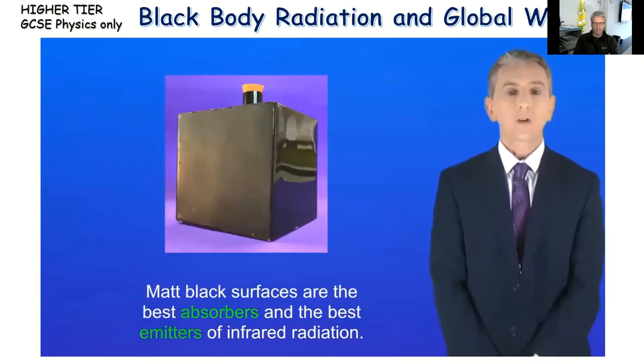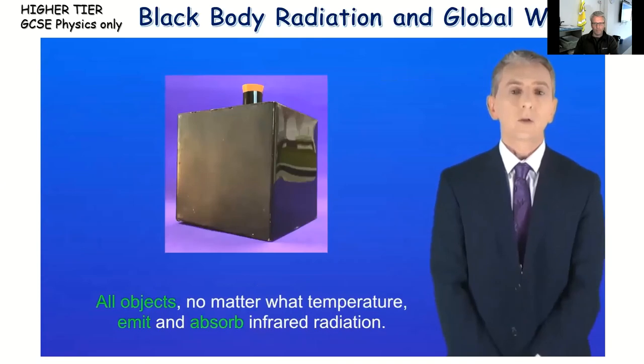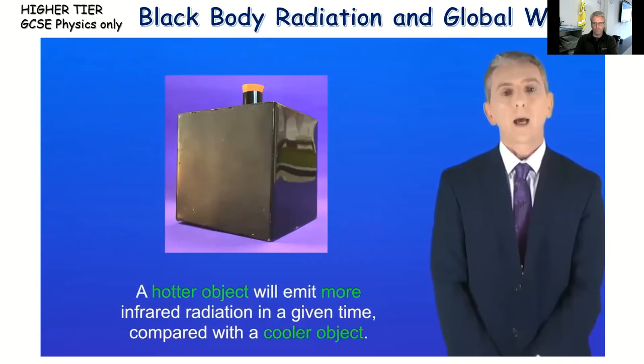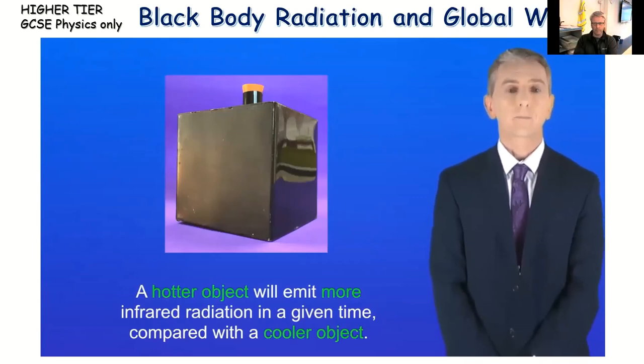In a previous video, we looked at how infrared radiation is absorbed and emitted from different surfaces. We saw that matte black surfaces are the best absorbers and the best emitters of infrared radiation. Now you need to understand that all objects, no matter what temperature, emit and absorb infrared radiation. However, a hotter object will emit more infrared radiation in a given time compared with a cooler object.